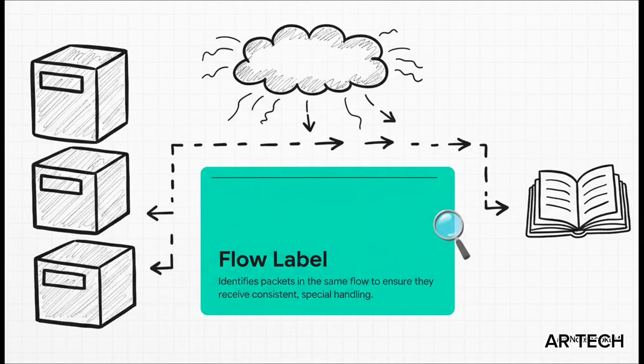And building right on top of that is the flow label. So imagine you're sending a whole set of encyclopedias, box by box. The flow label is like marking each one box 1 of 26, box 2 of 26, and so on. It tells the network that all of these packets belong to the same conversation and should get the same priority, keeping them all moving together like a team.